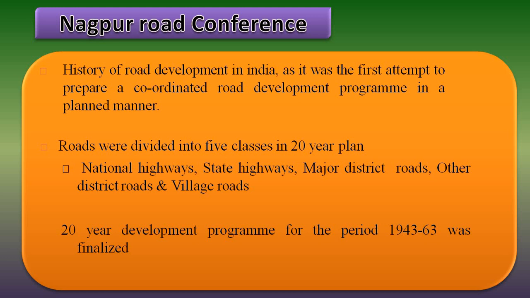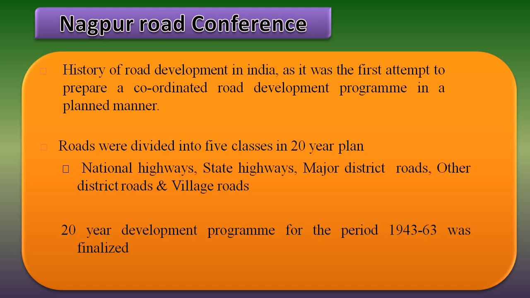Coming to the first one, the Nagpur Road Conference, a conference of the chief engineers of all the states and provinces was convened in 1943 by the Government of India at Nagpur. They initiated that we need to develop a particular road development program in India for a certain period. Then they decided the first road development plan for the country as a whole.